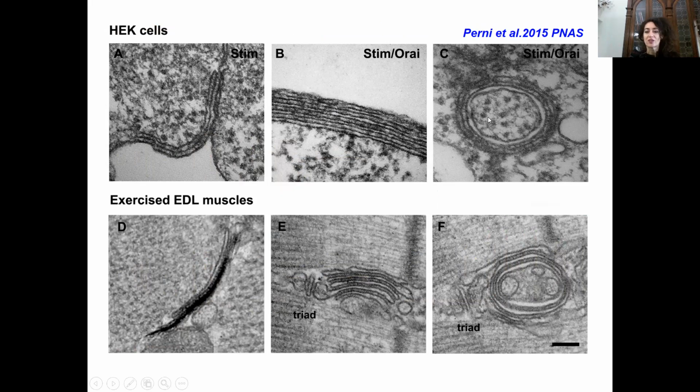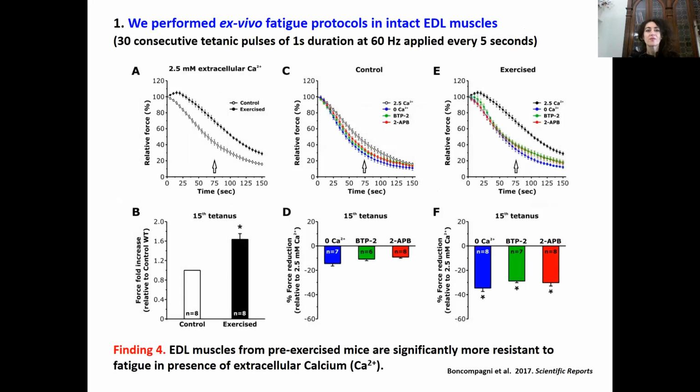So I thought, to functionally test our hypothesis, we subjected intact EDL muscle dissected from control mice and from pre-exercised mice on the treadmill to an ex vivo stimulation protocol. As you can see in panels A and B, in the presence of extracellular calcium, the muscles from pre-exercised mice are more resistant to fatigue, the curve in black, than muscles from control animals.